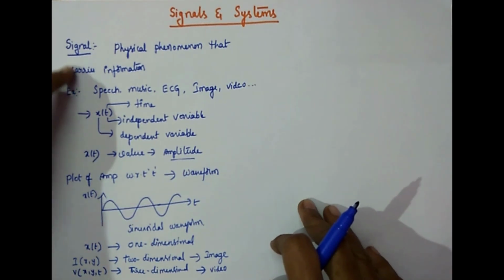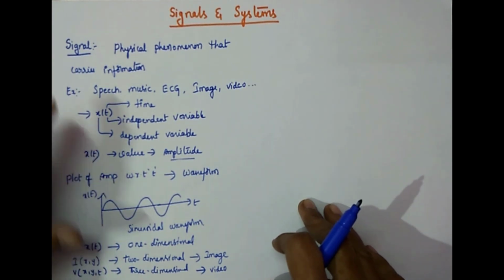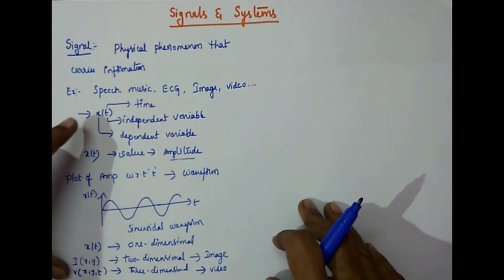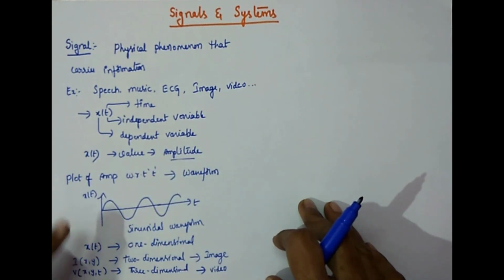This is all about the signal. It carries information, and these are the examples. This is the representation, and this is the waveform definition. And these are different types of signals with respect to their dimensionality.